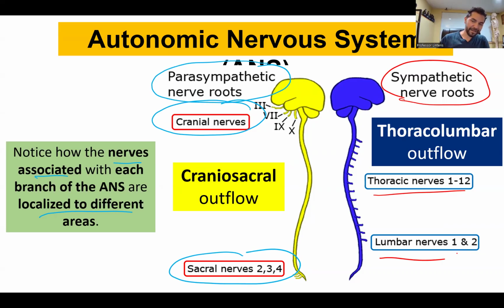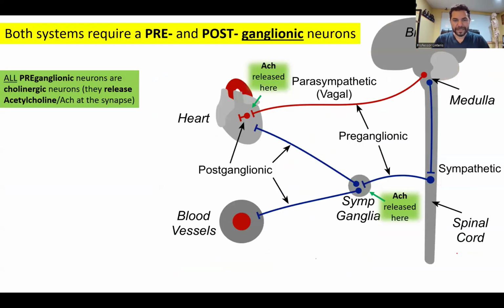You can see that the thoracolumbar is kind of by our internal organs, super important things like the heart and the lungs, etc. So that makes sense. And one of the last things, but a tricky thing, is how these neurons are set up. So we talked about pre and post synaptic neurons. We're still talking about the ANS.